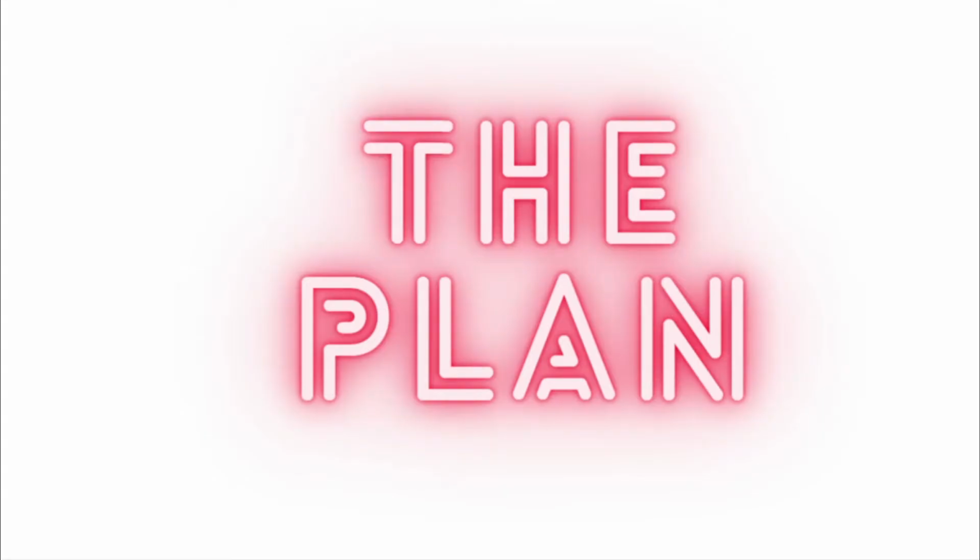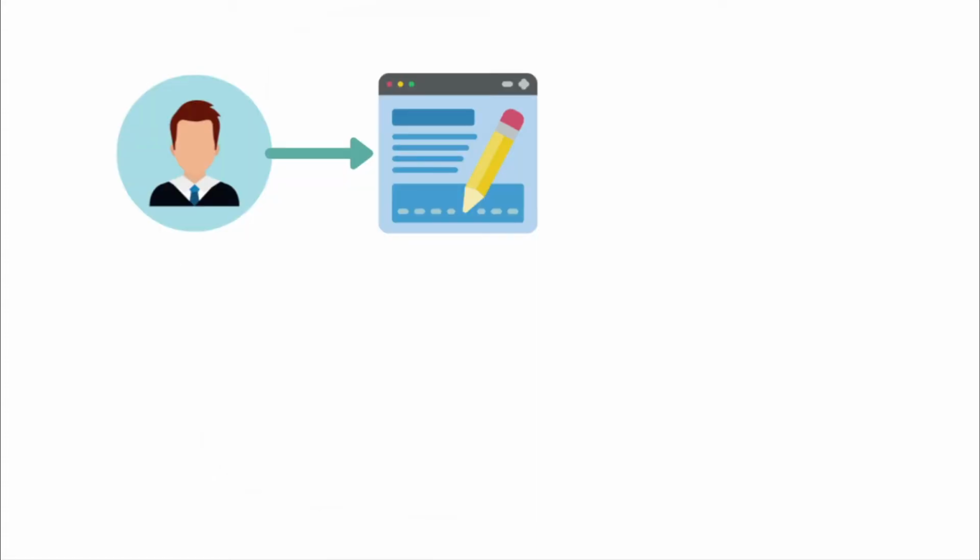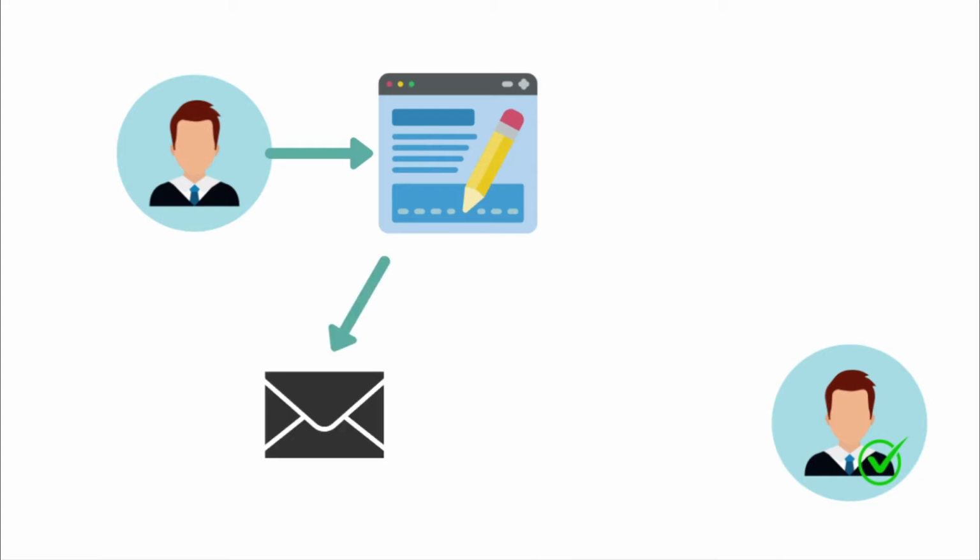So let's start to build our double opt-in first, and let's make a plan for how we would like to do it. So let's review our plan. Let's say we have a form on our website and people are filling it out. We would like to somehow check the validity of these emails, so we would like to send them an email, make them click a link, and turn them into double opt-in customers. So this is exactly what we're going to build.